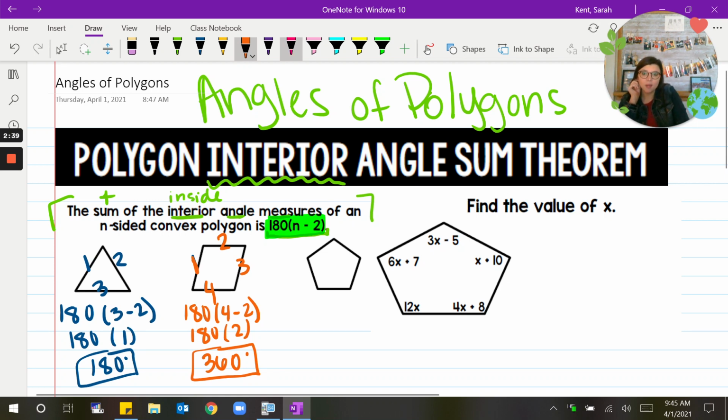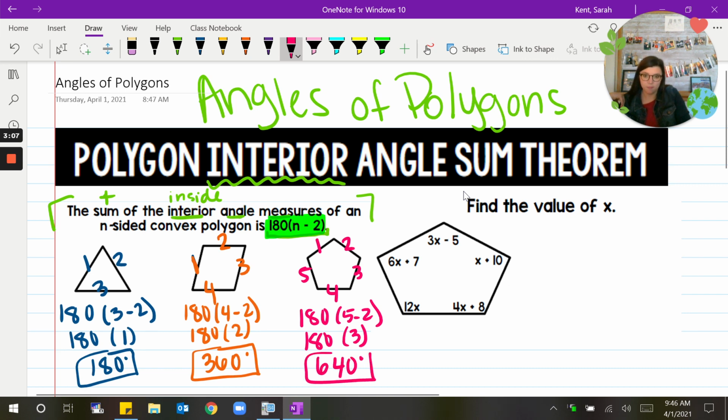All right, and we've got one more here. Let's see, we've got 1, 2, 3, 4, 5 sides. So I'm going to take 180 times 5 minus 2. 5 minus 2 is 3. And then 180 times 3 is 540. You can always plug that in your calculator to get those same answers.